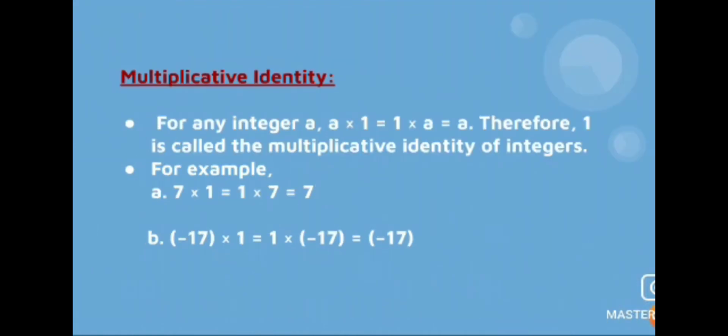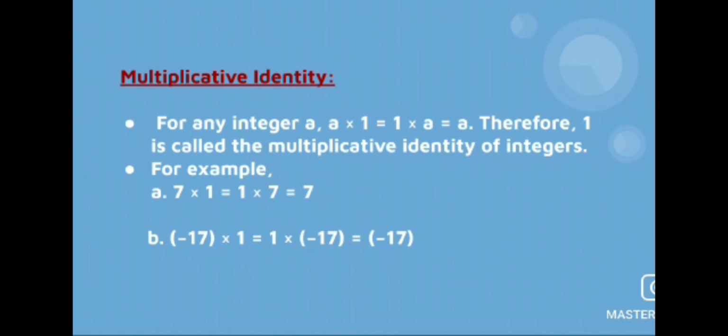Next, multiplicative identity. Whatever number they are giving, if you are multiplying it by 1, you will get the same number as the answer. That's why 1 is called the multiplicative identity. For example, 7 into 1 or 1 into 7, you will get the same number 7 as the answer. One more example, minus 17 into 1 or 1 into minus 17, you will get the same number minus 17 as the answer. That's why 1 is called the multiplicative identity of integers.